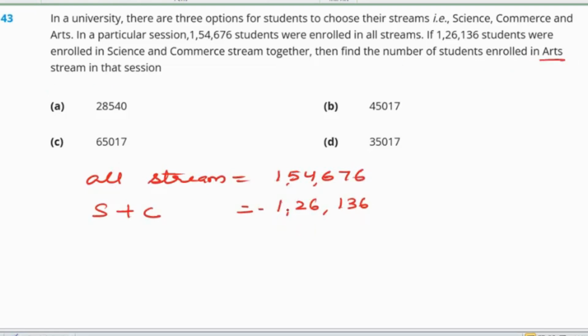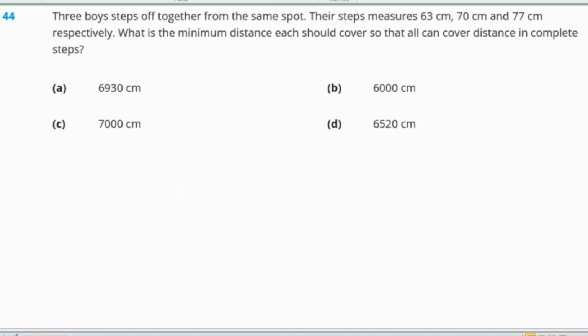So when we subtract them, we get 28,540. Correct? So our answer has to be option A, which is 28,540. Got it? Now the question number 44.